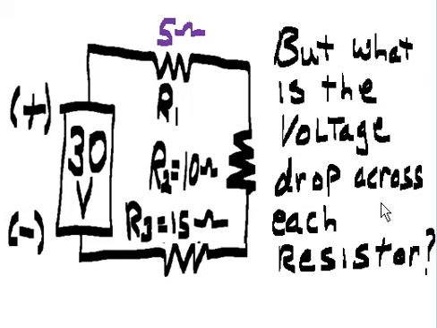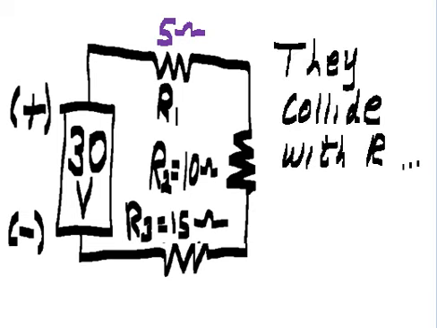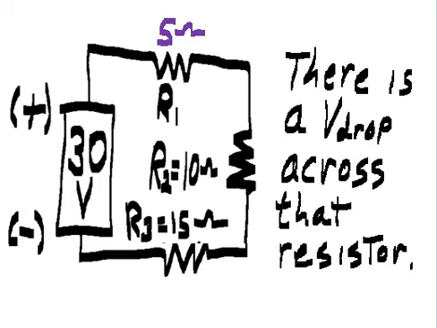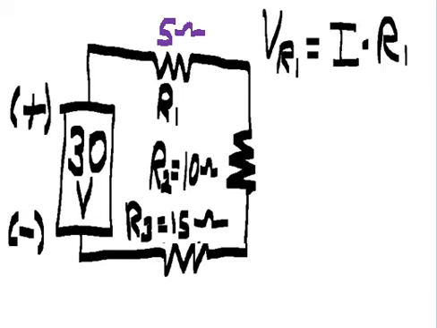But what is the voltage drop across each resistor? Voltage pushes electrons through the circuit. They collide with the resistors. There's a voltage drop across that resistor. What is the amount of that voltage drop?